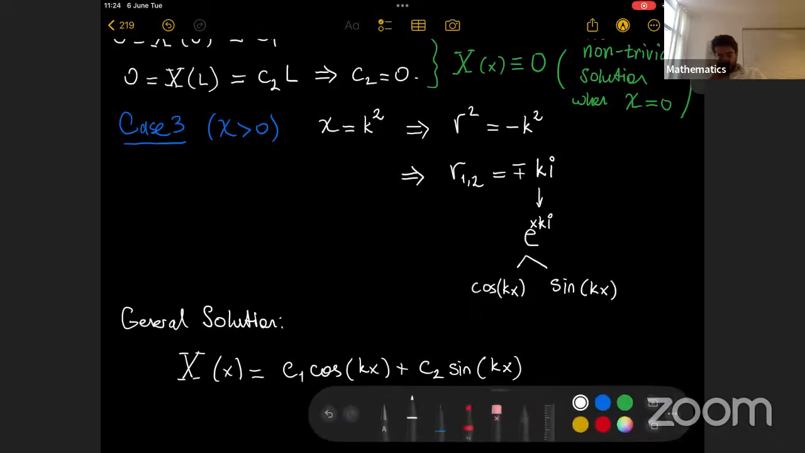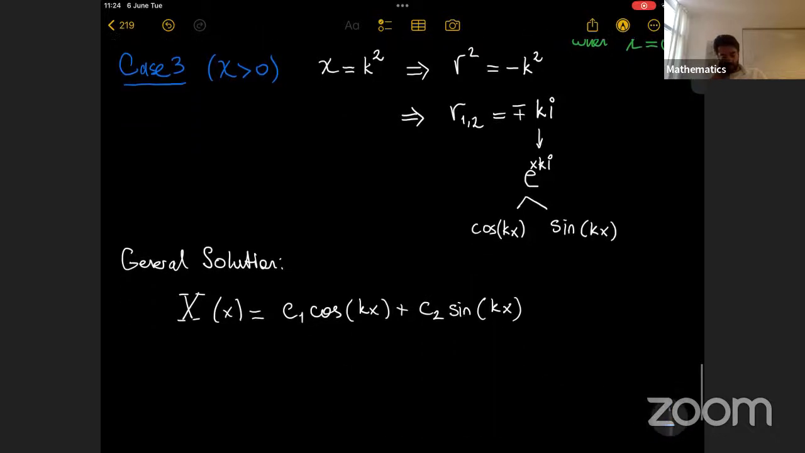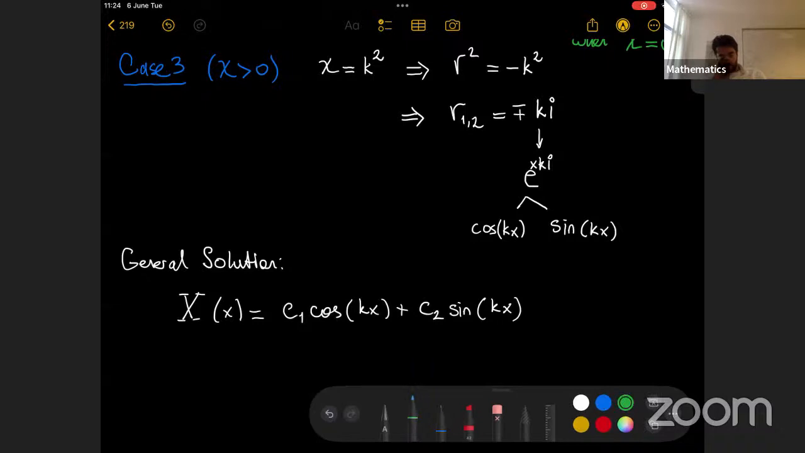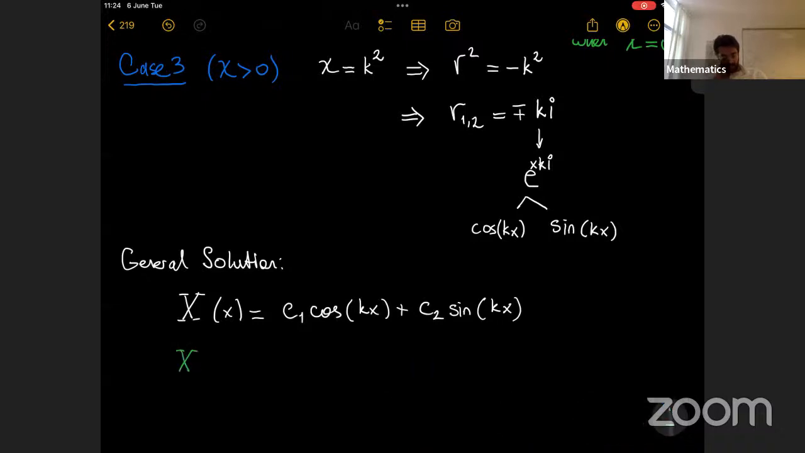Let's put the initial values. Initial values are x of 0, it was equal to 0. When you plug x is equal to 0, you will get cosine 0 is 1. So c1 times 1. Sine 0 is 0. So we get that c1 must be 0. Okay. What about c2? So to find that out, we will put this other initial condition.